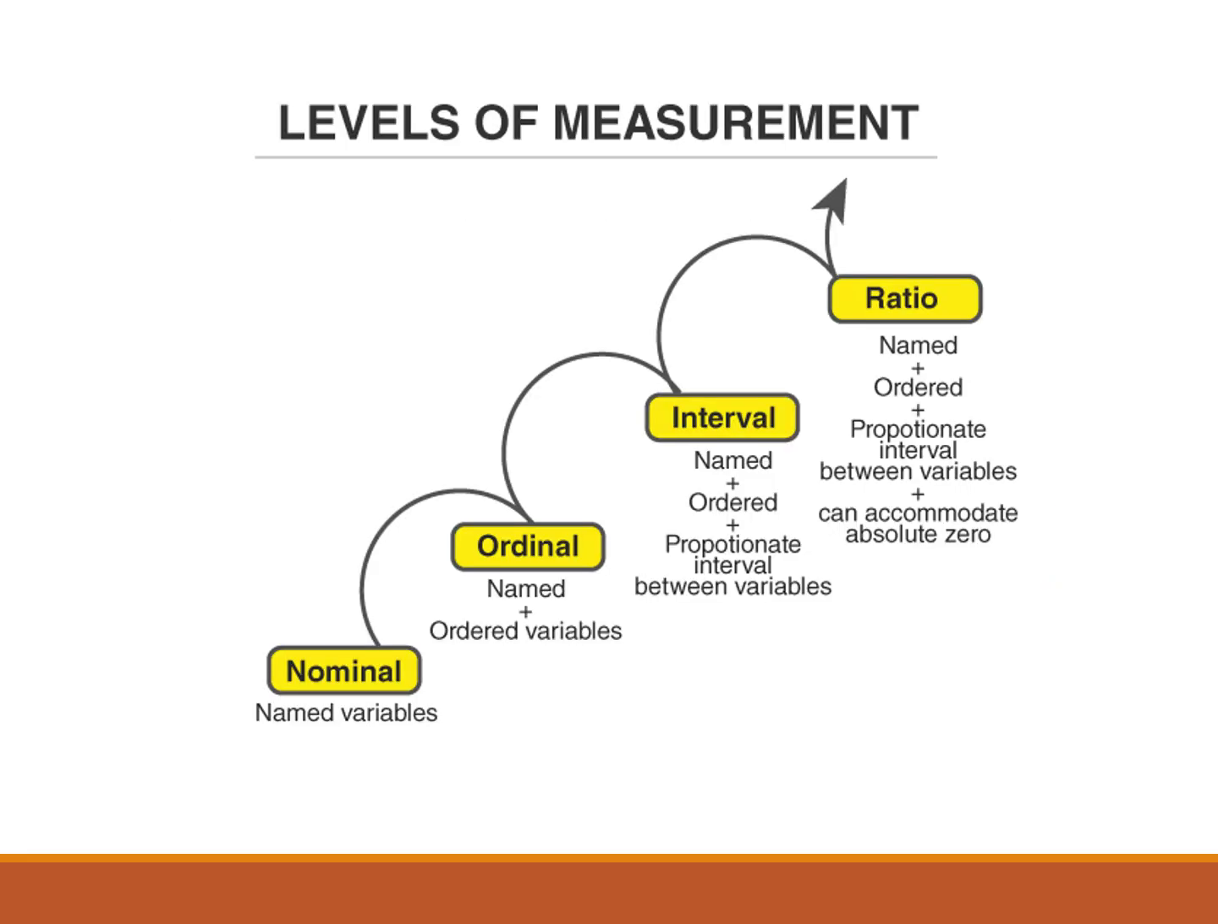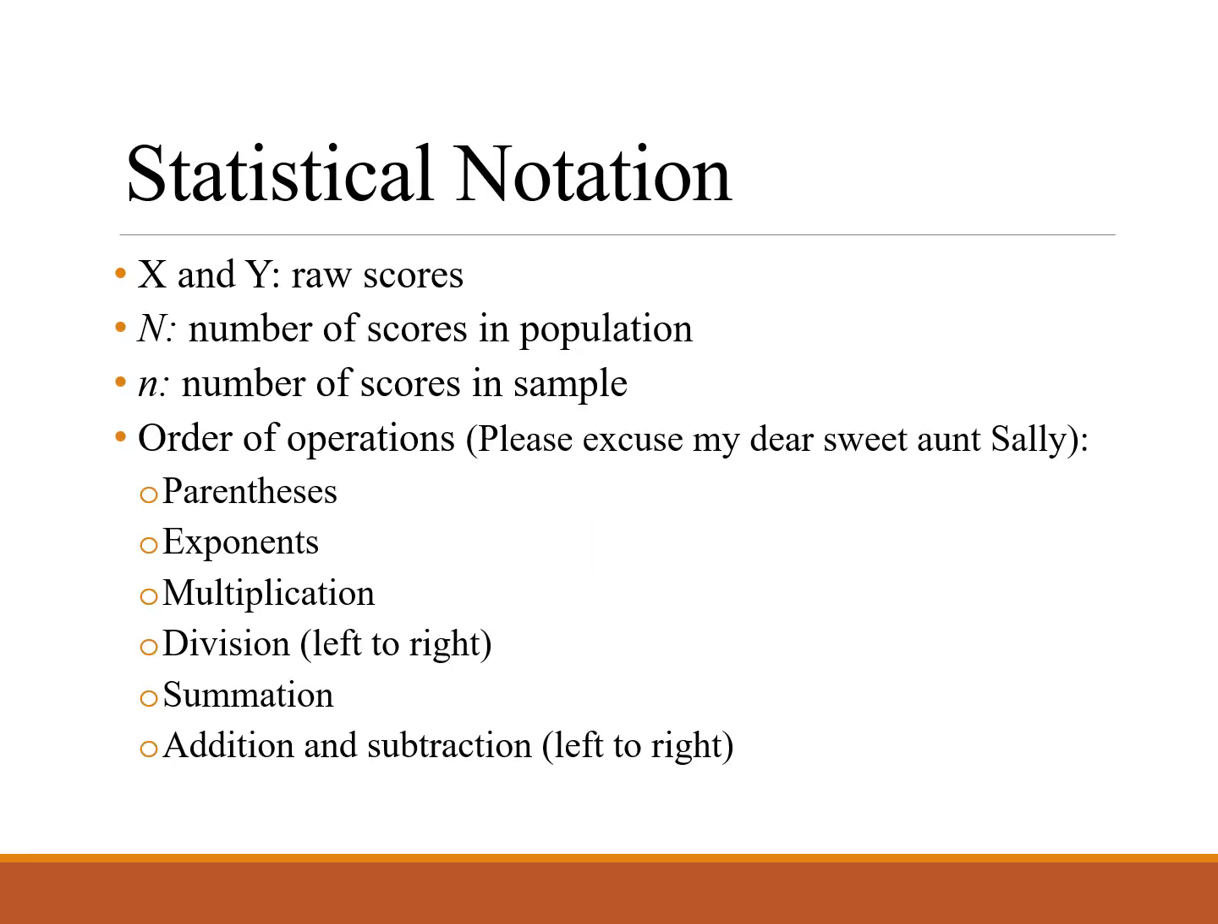Here's a summary of the measurement scales put together for your own notes. Pause to review. And lastly, we have some statistical notations. X and Y refer to raw scores. A capital italicized N refers to the number of scores in a population, while a lowercase italicized n refers to the scores in a sample.